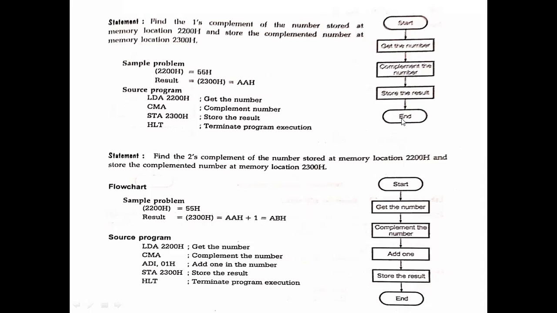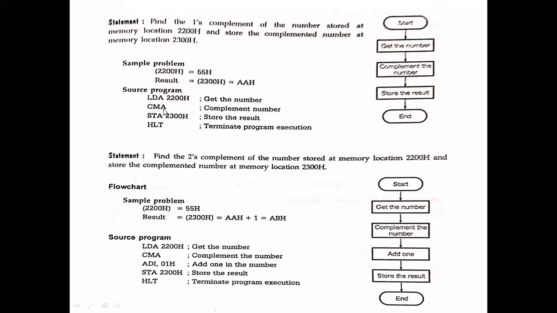end of the program. So whenever we have to get the number, we will be using an instruction LDA 2200, because we know that the number is available at a memory location 2200. So we get this number into the accumulator. So by using this instruction, we are able to load an 8-bit number which is available at the memory location 2200 into the accumulator. And then we take the complement of that by using an instruction CMA.